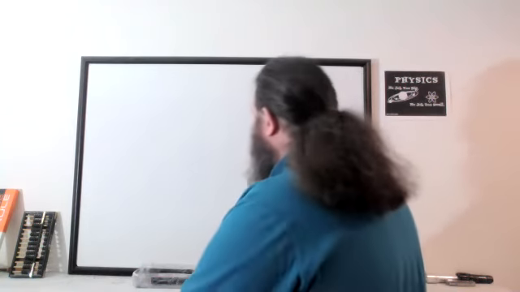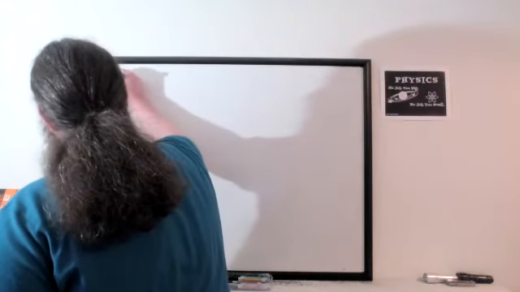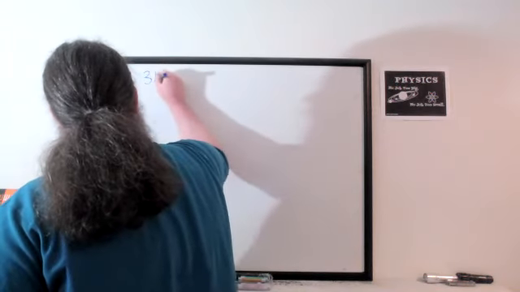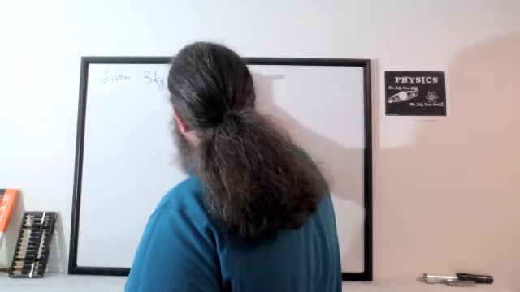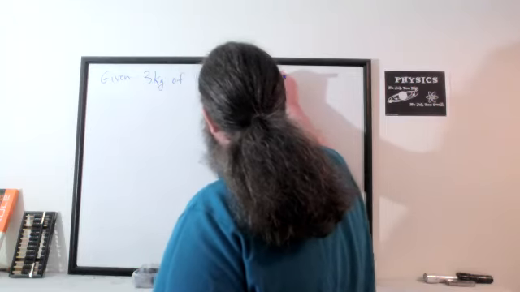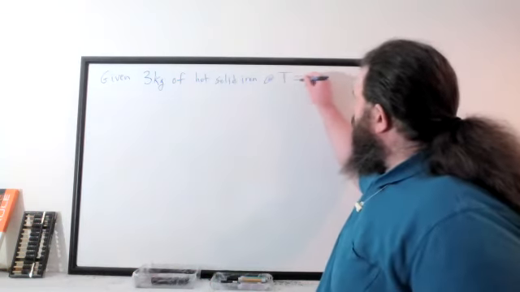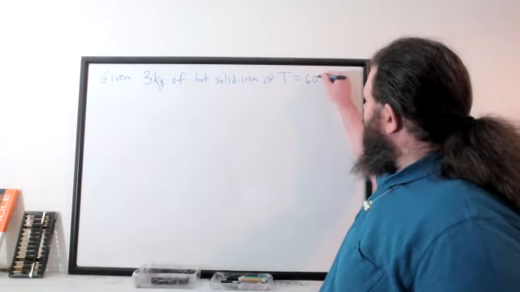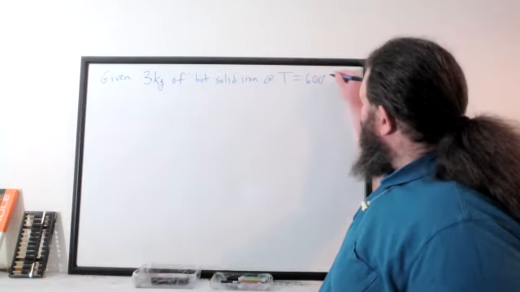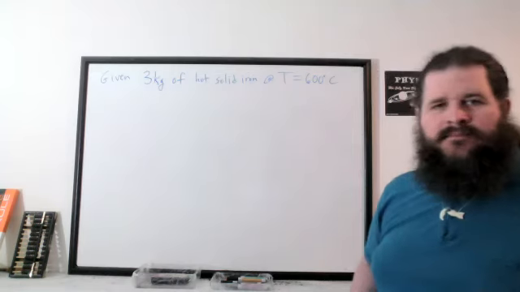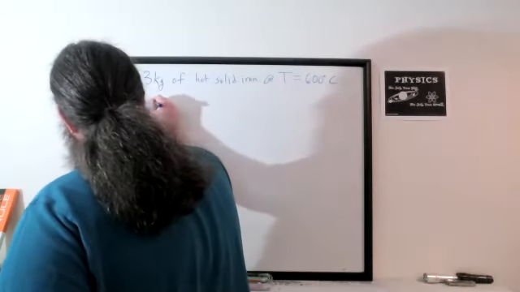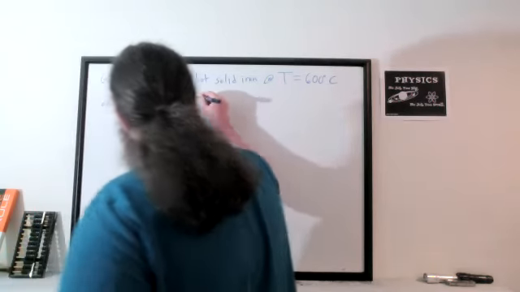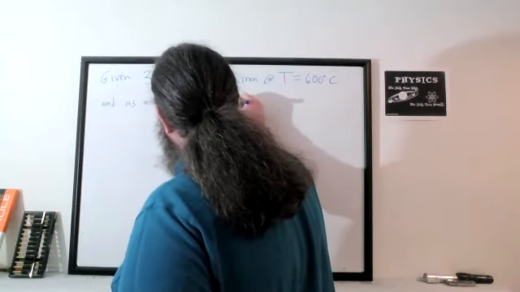Let's say you have 3 kilograms of hot solid iron, originally at a temperature of, let's say, 600 Kelvin. Well, let's say 600 degrees Celsius. I think that'll make it easier to work with. So temperature 600 degrees Celsius for this iron, and as much 0 degrees ice as you want.